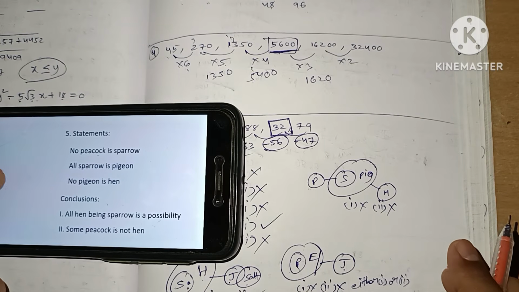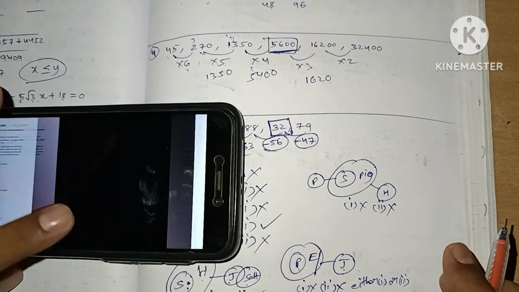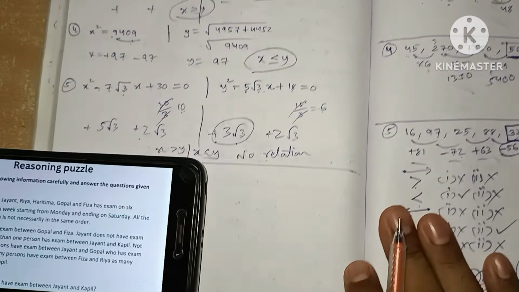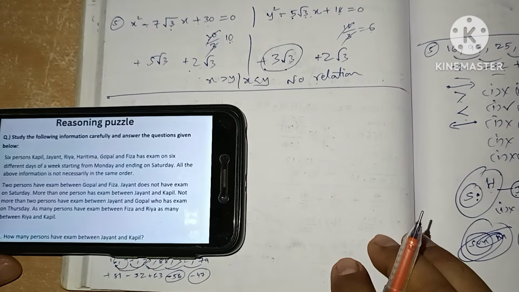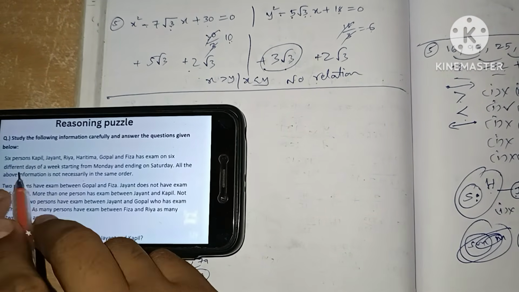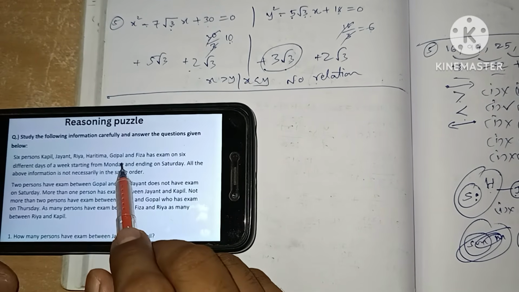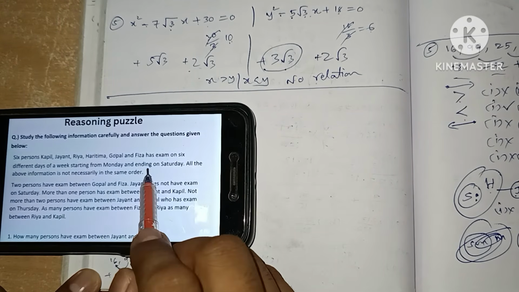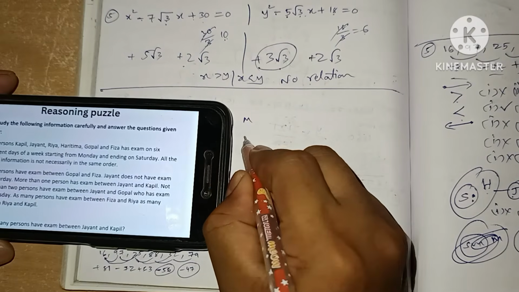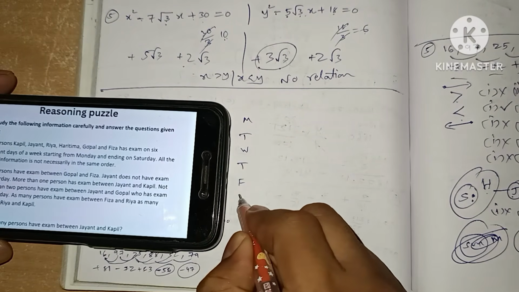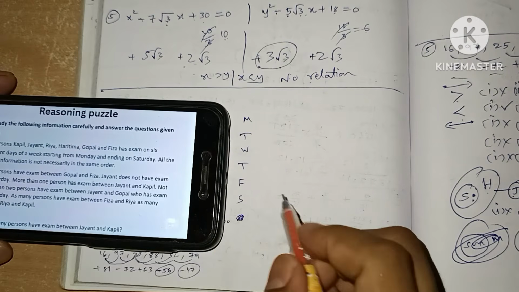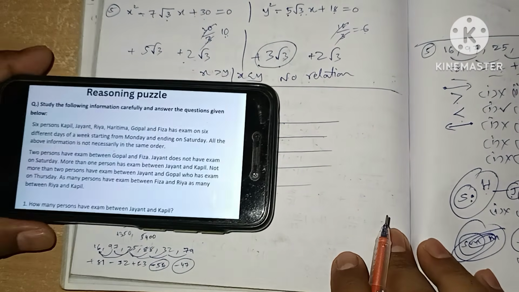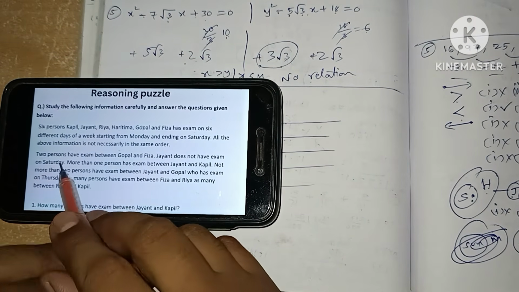Now we are going to solve a reasoning puzzle. Let's see this puzzle. Six persons are having exam on 6 different days, week starting from Monday and ending on Saturday. So Monday, Tuesday, Wednesday, Thursday, Friday, Saturday. They have exams on these days. Okay, let's note the rough statements. All the above information is not necessarily in the same order.